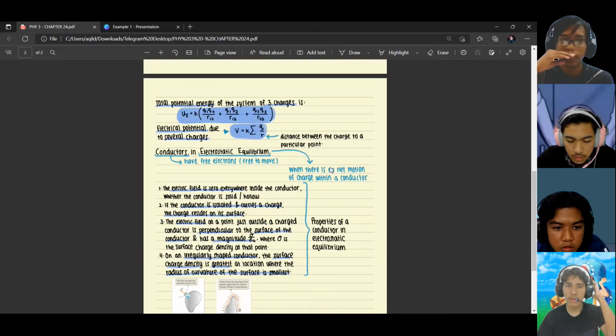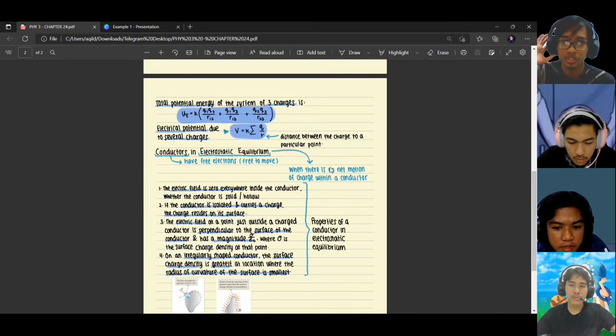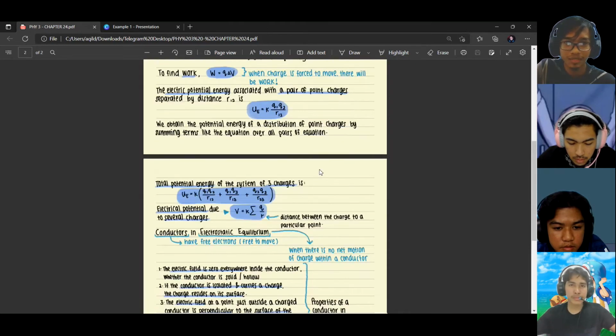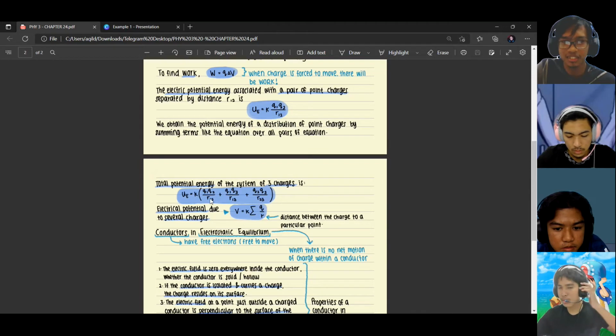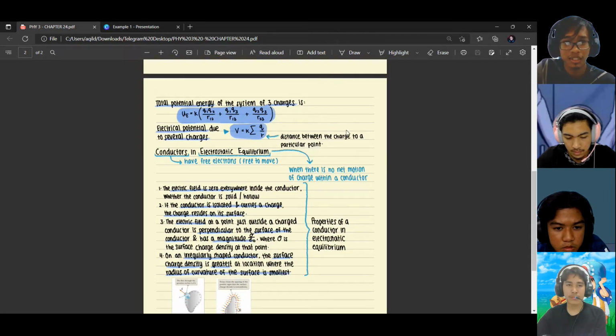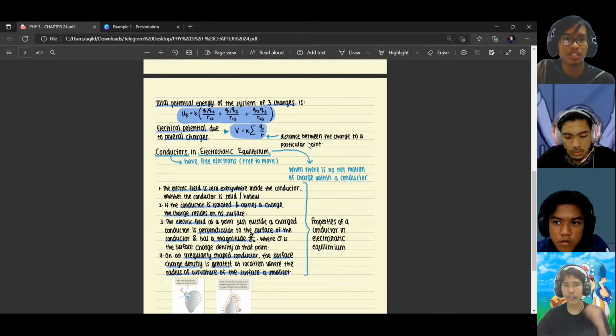Okay, move on to the next page. Total potential energy of the system of 3 charges is U_E equal to k, constant, in the bracket U1 plus U2 plus U3. The constant will be factorized and we just add q1, q2 over radius. So it is summarized here: electric potential due to several charges, V is equal to k times summation of q over r, where r is the distance between the charge to a particular point.